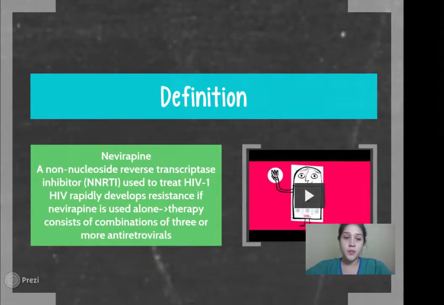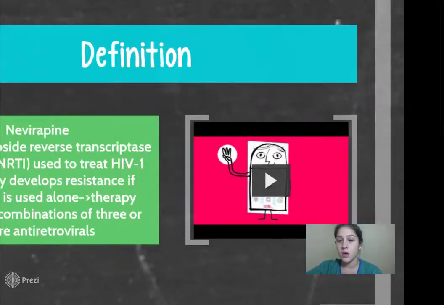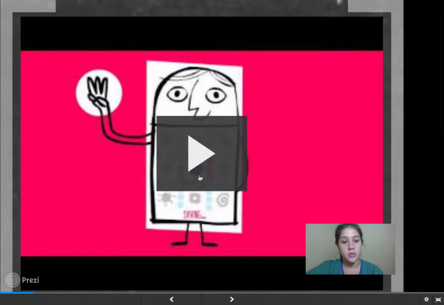The definition: what is Nevirapine? It is a non-nucleoside reverse transcriptase inhibitor used to treat HIV-1. The bad thing about HIV related to this drug is that HIV rapidly develops resistance if nevirapine is used alone. So the doctors recommend a therapy that consists of a combination of 3 or more antiretrovirals. Since we're talking about HIV, here's a little bit more information about this disease.